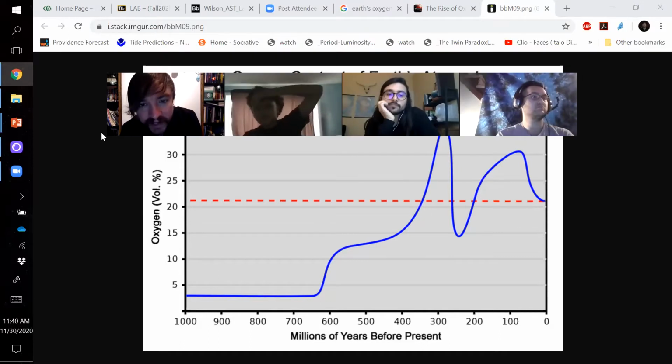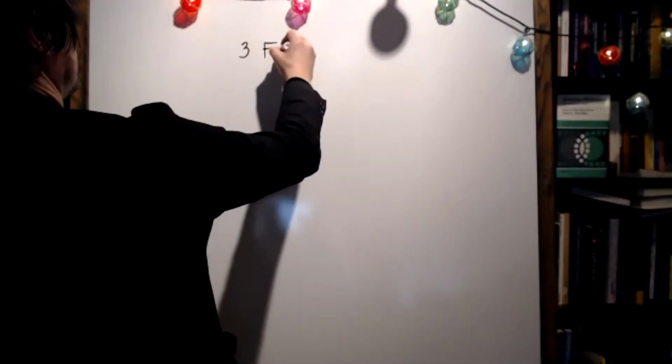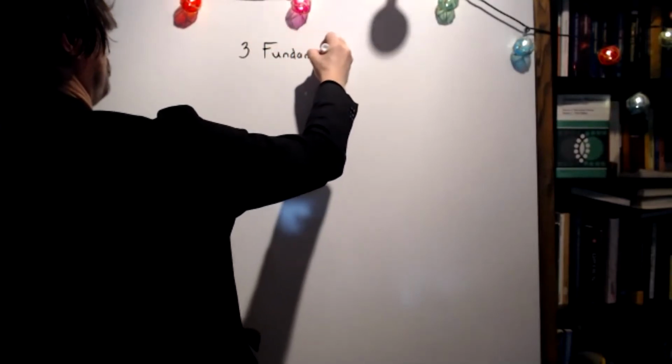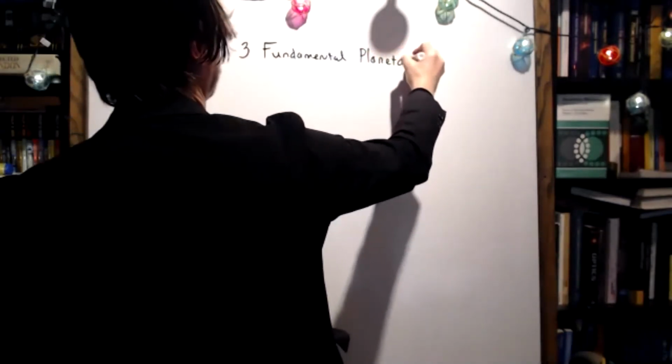What causes planets to evolve over time? It turns out to be some basic things that have to do with physics. Let's take some notes on this. We like to call these the 3 fundamental planetary properties.